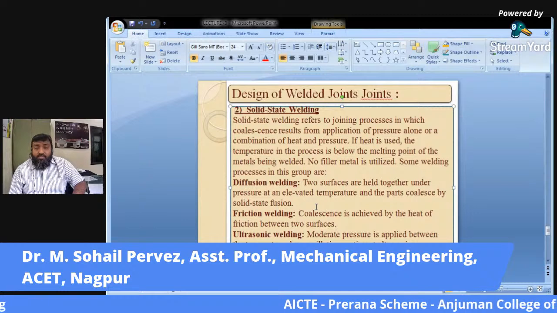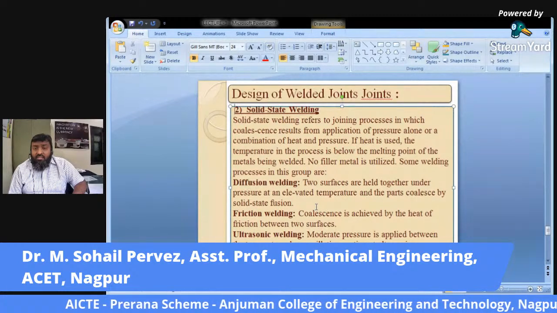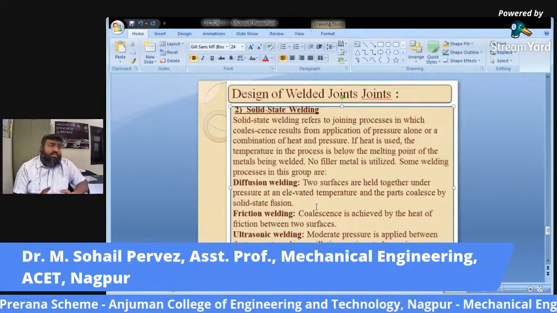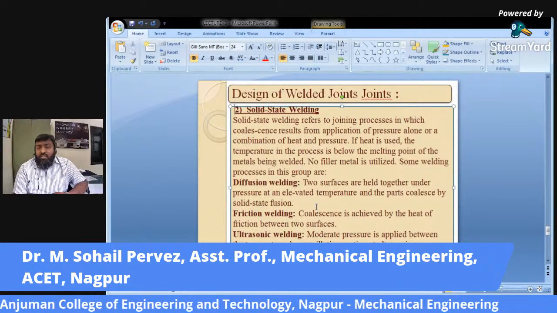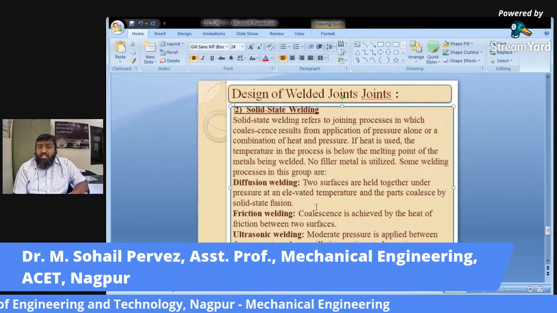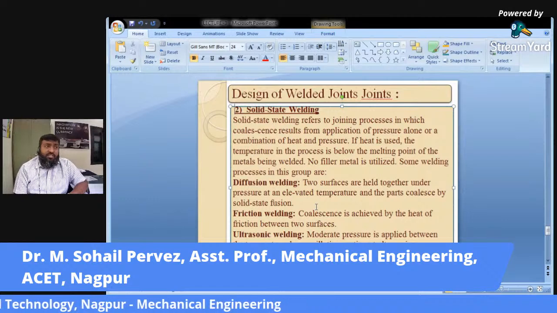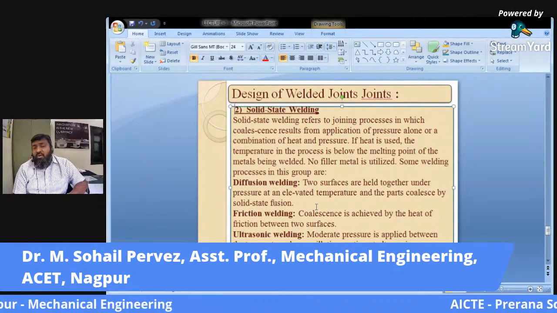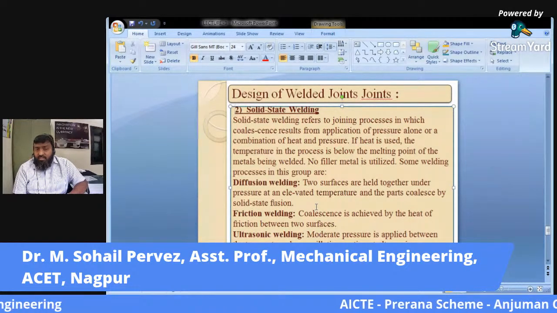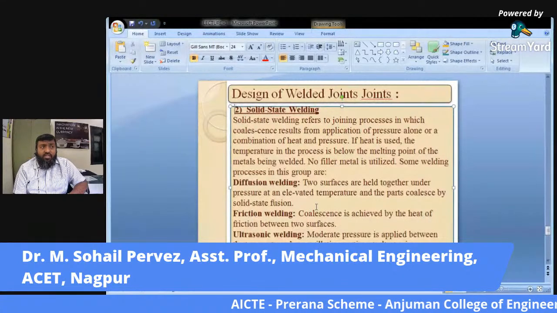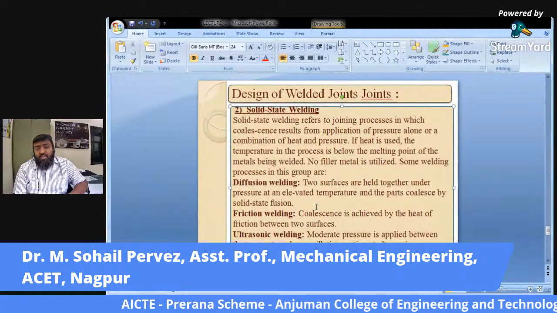Next is friction welding. When we say friction welding, this is quite a familiar term, because it is achieved by the heat of friction between two surfaces. Most of the industrial products done by solid state welding are done with friction welding because the efficiency of the weld is very high.